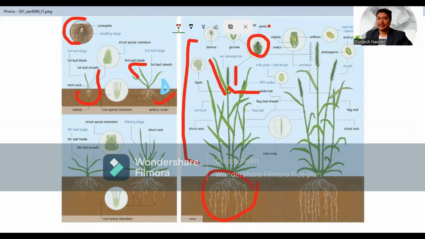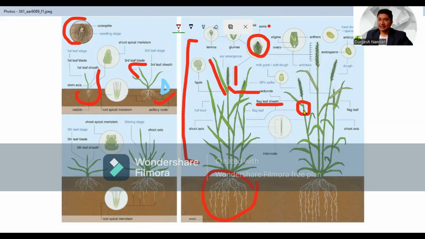The last leaf is the flag leaf, and the upper portion is the flower portion where the spikelets are found, which is known as the head. Okay, and there the ligule is found, and this is known as the flag leaf sheath. Where the leaf is attached and wraps the stem, that portion is known as the sheath.